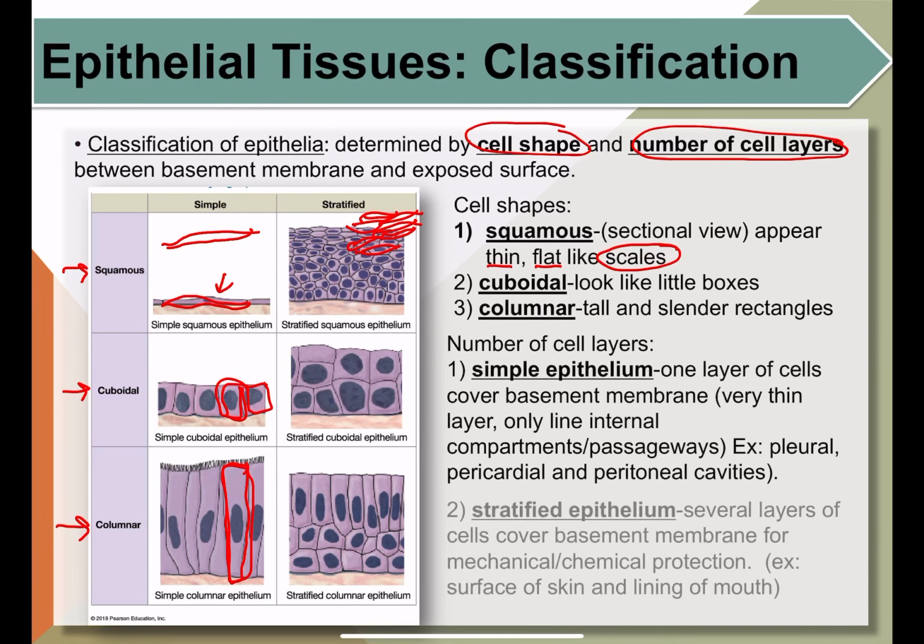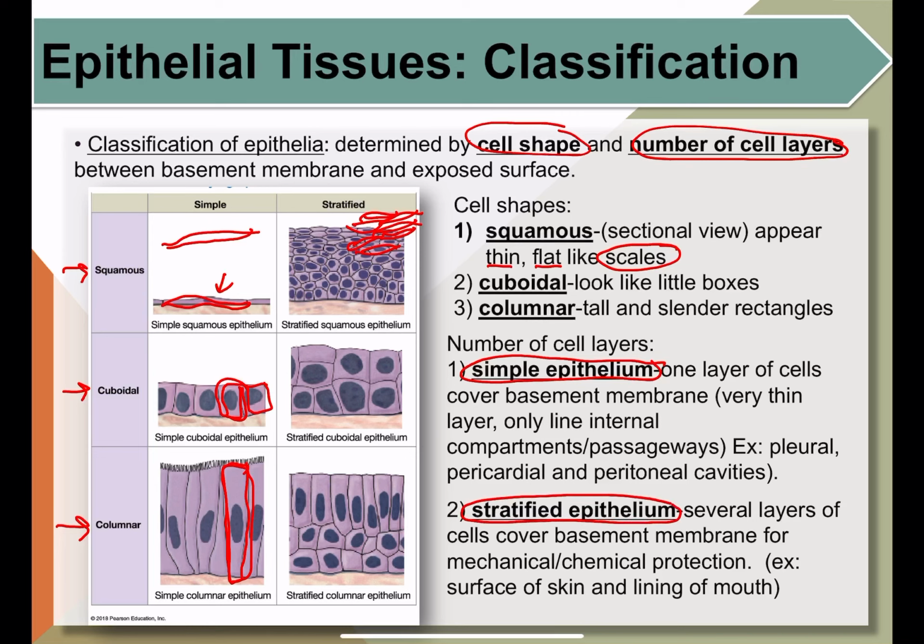Now, for the number of cell layers, you either have 1 layer or many layers. Very simple, 2 ways to name them. Epithelial tissue that is made up of only 1 cell layer is called simple epithelium, while tissue that is made up of 2 or more layers is called stratified epithelium.